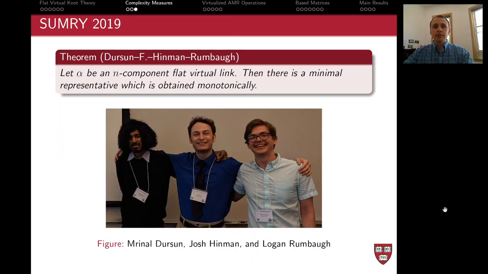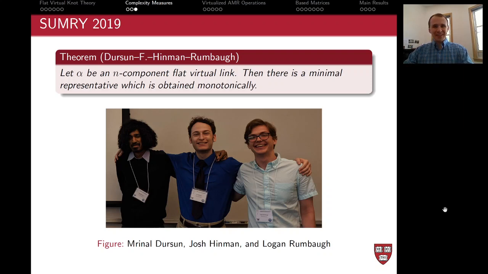So with students at Yale last summer, we worked on this problem, and they found that if you have any flat virtual link, then there is a minimal representative, which we believe can be obtained monotonically. We're still writing up these results, and it was a lot of fun to work with them, and I think they should be really proud of the work they did. But this is exciting. This is so different from what you see with classical knots or virtual knots. There's somehow not a great way to get these minimal representatives in some kind of reasonable time. Here we get this monotonic reduction of genus and the number of intersections, which is achievable practically.